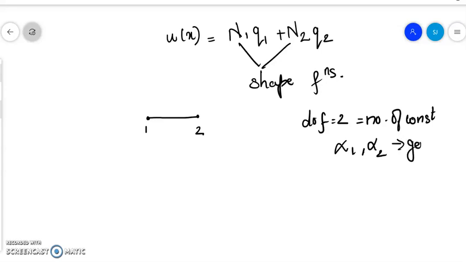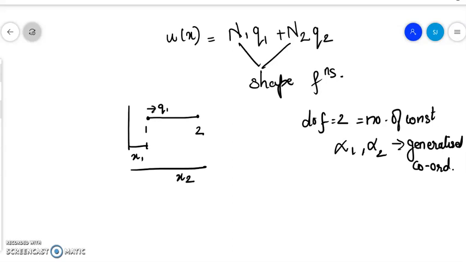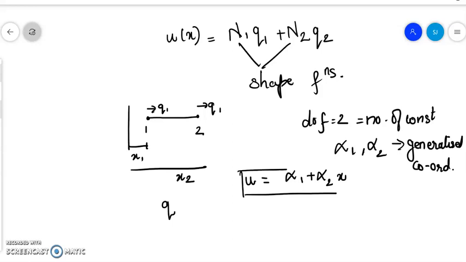These are generalized coordinates. Okay, so let us begin with this. This is at a distance of x1 and this is at a distance of x2. The displacements here are q1 and q2. The displacement u at any point is given as alpha 1 plus alpha 2 x. This is the general form.